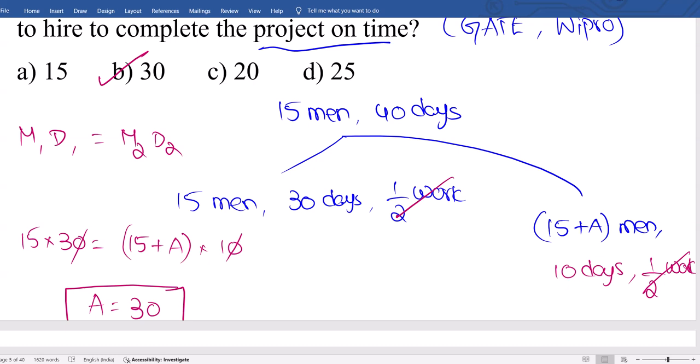Chain rule concept. This is a chain rule related question. How many members, how many days. M and D represent how many members and how many days. 15 members, 30 days. So 40, that is actually what they estimated, the estimation went wrong. Here, this is not completing as per the estimation.